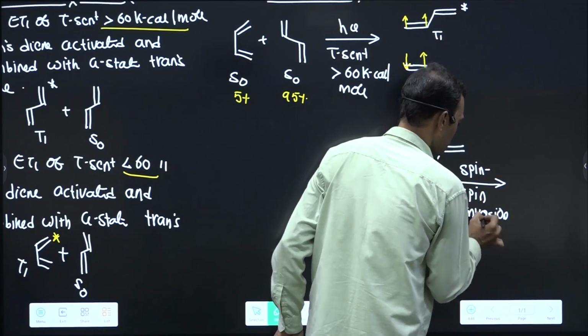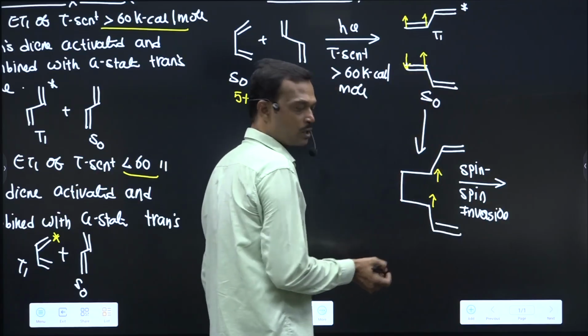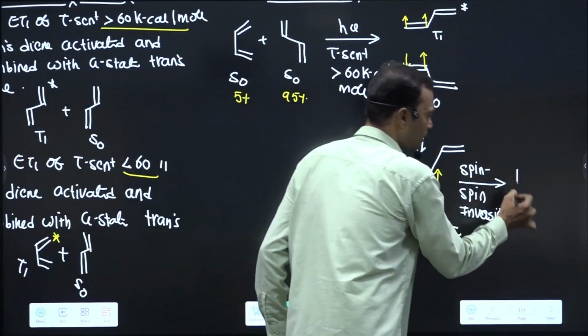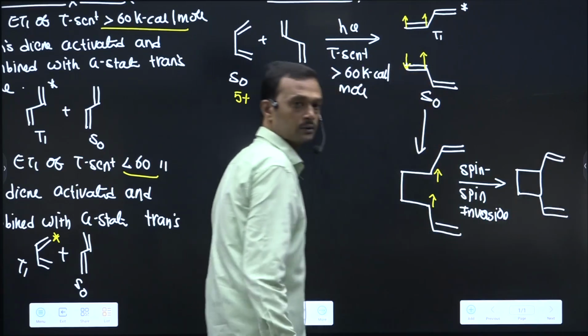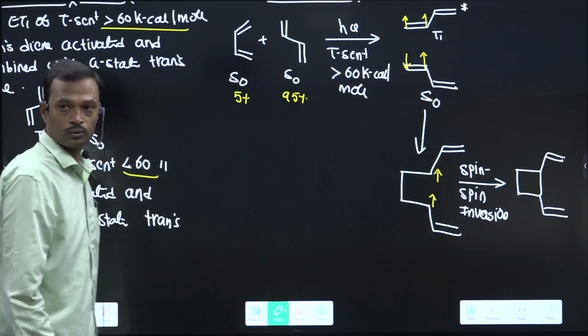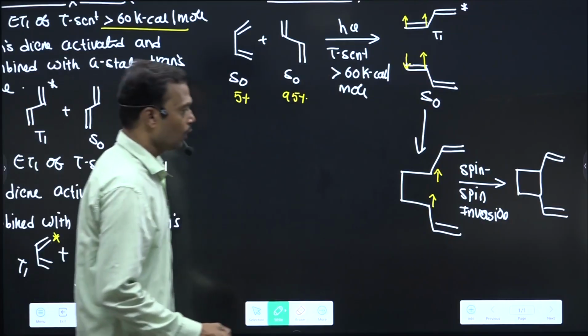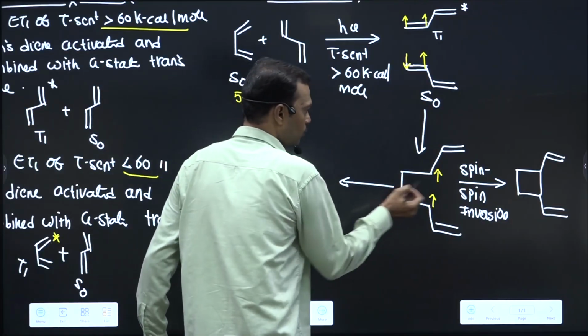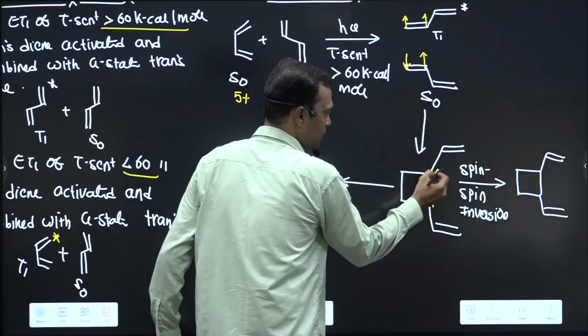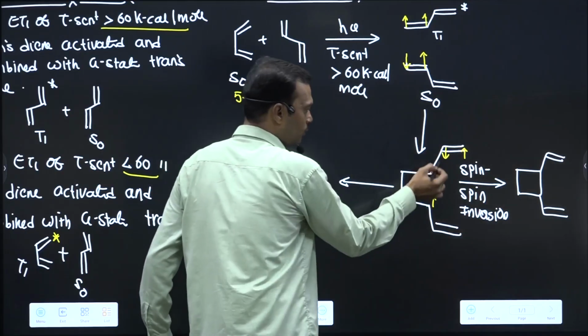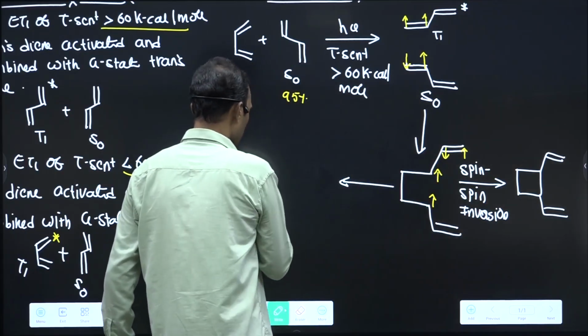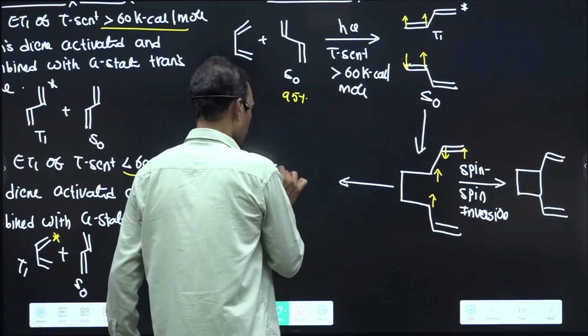Spin-spin inversion takes place here. When they come close together, spin-spin inversion occurs. One of the electrons goes to the opposite side, then they combine together and you get this product. So what is the product here? 1,2 trans. Now one more: see, if this electron combines with this one, this is anti-clockwise, here clockwise. Now these two electrons are combining.